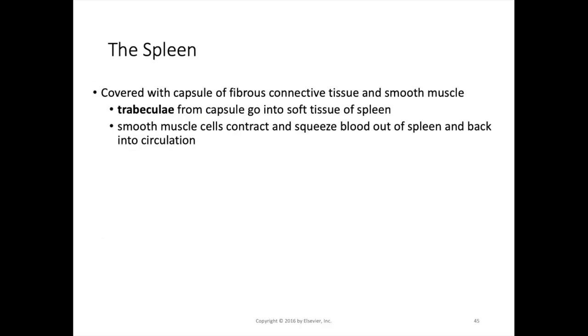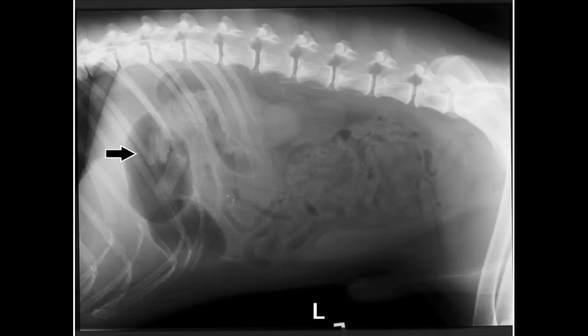The spleen is covered with a capsule of fibrous connective tissue and smooth muscle. Trabeculae from the capsule go into the soft tissue of the spleen, and the smooth muscle cells contract and squeeze blood out of the spleen and back into circulation.